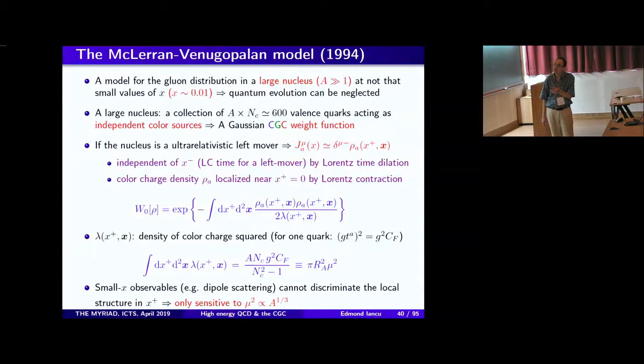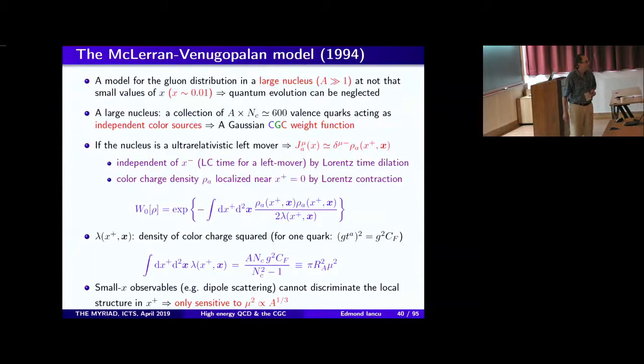You need a large A nucleus in order to have a large color charge density per unit transverse area, and that's realized by a factor A to the 1/3, which is here. For a lead nucleus, where A is 200, it is about A to the 1/3 of 6. It's not that big. But the MV model is supposed to be a good approximation when A goes to infinity. Otherwise, it's a model.